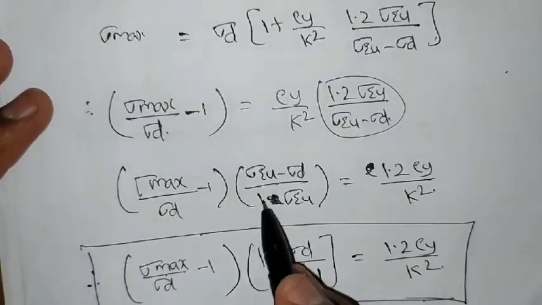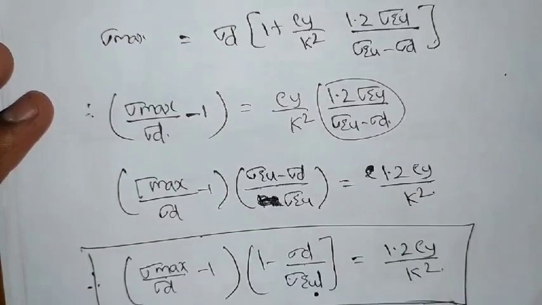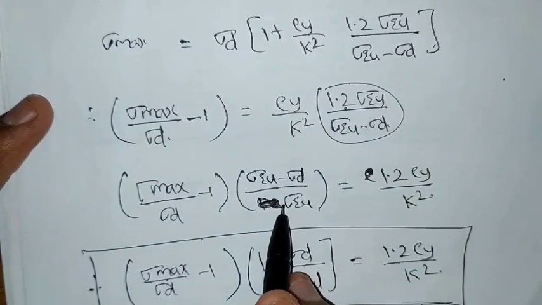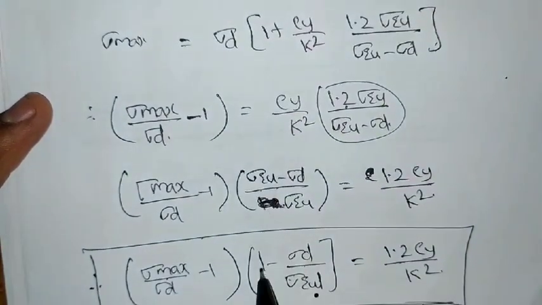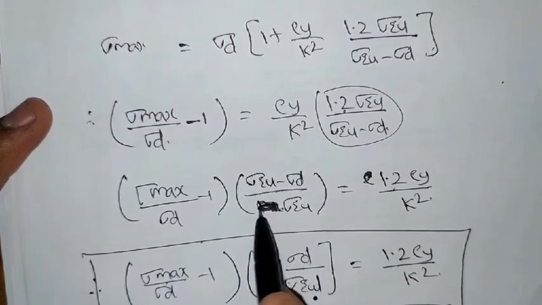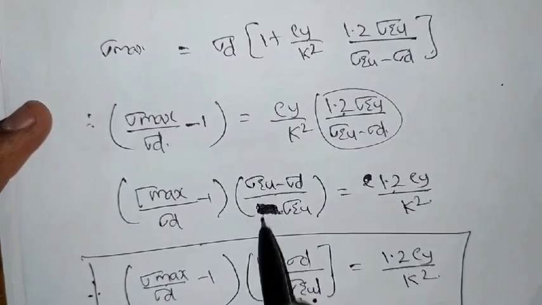See here, I have written something wrong. The 1.2 is going to stay up here itself, only this condition is going to come here with sigma Euler's. So this can be 1 minus sigma d by sigma Euler's, with 1.2 staying here itself. Previously I have written something wrong here, so just correct it.